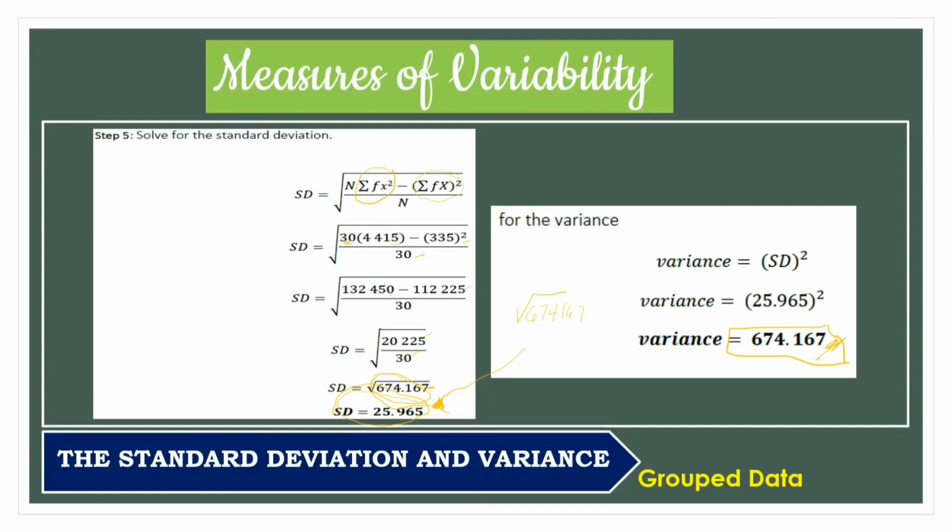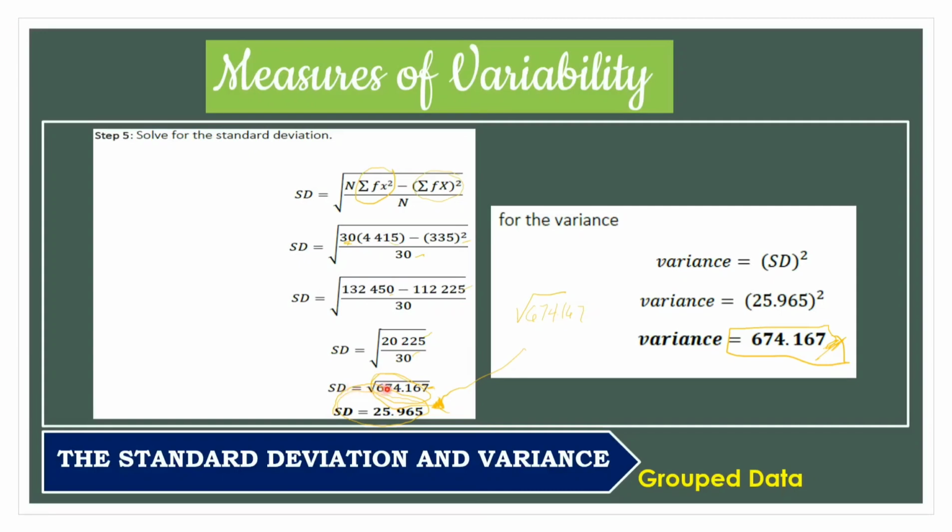Simplifying further, 132,450 minus 112,225 is equal to 20,225. And then we divide it by 30. When we divide those two, we obtain 674.167. And we can already write that as the variance.